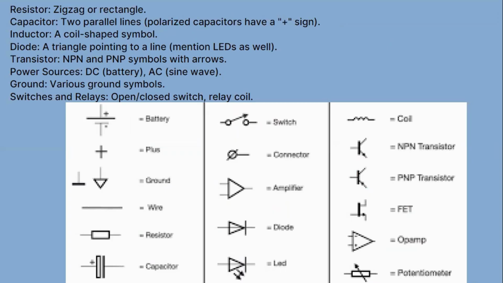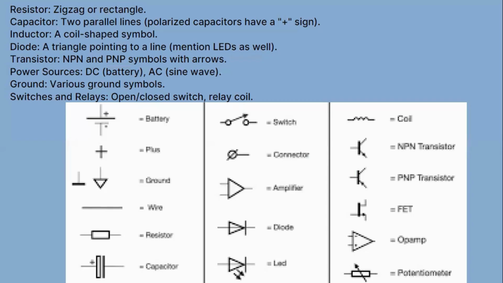You can see here in the picture also. Diodes, again, it is a triangle pointing to a line, as well as LED also. LED also is a diode, so there is a separate symbol for that. Transistor, PNP, NPN symbols. Already we have discussed how to test and how PNP and NPN look. Very important, power source, whether it is a DC battery that gives you DC, or AC sine wave, right?